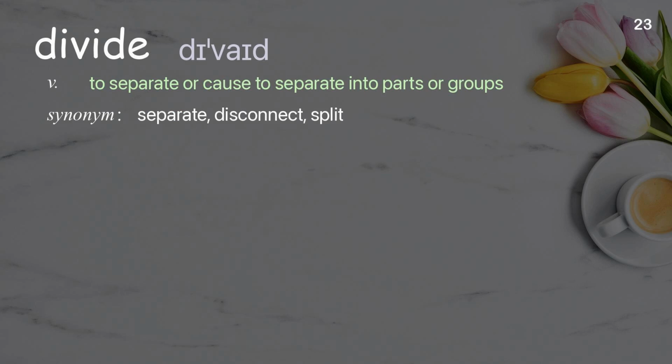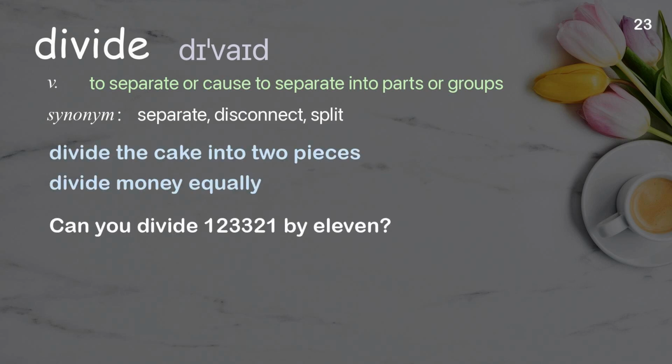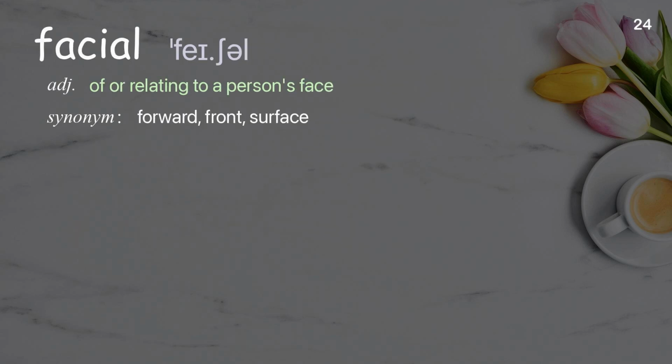Dispute. A disagreement, argument, or controversy between two people, groups, or countries, especially a formal one. Examples: A legal dispute over the title. Dispute settlement. The dispute over the ownership of the land has been ongoing for years.